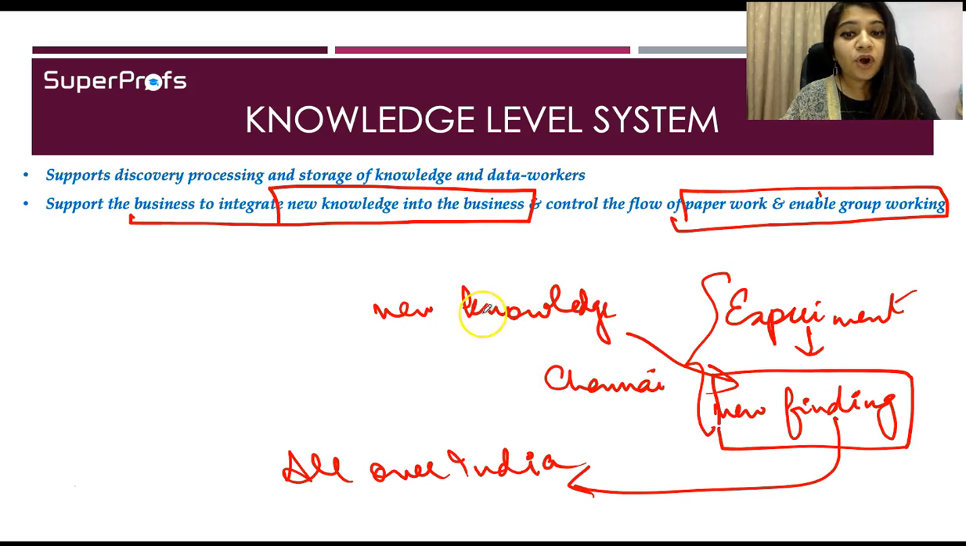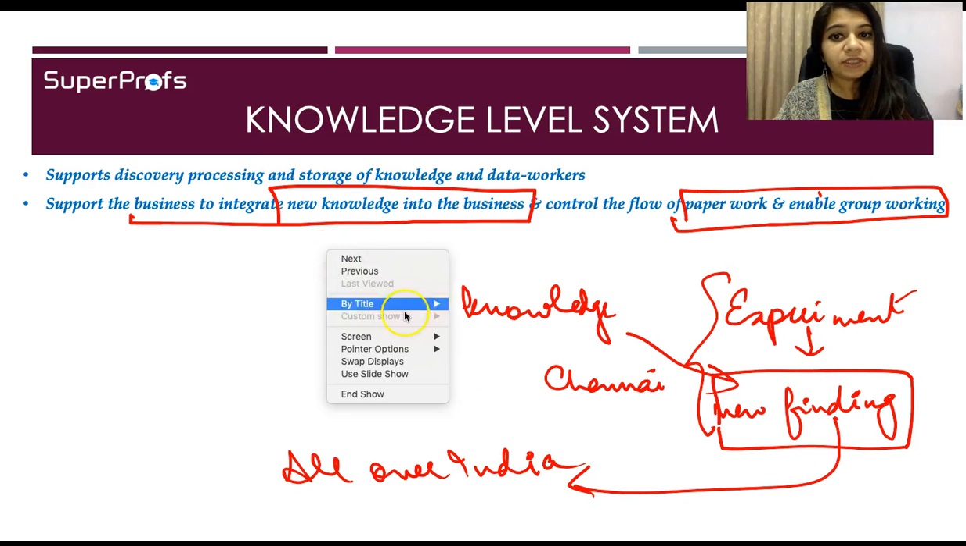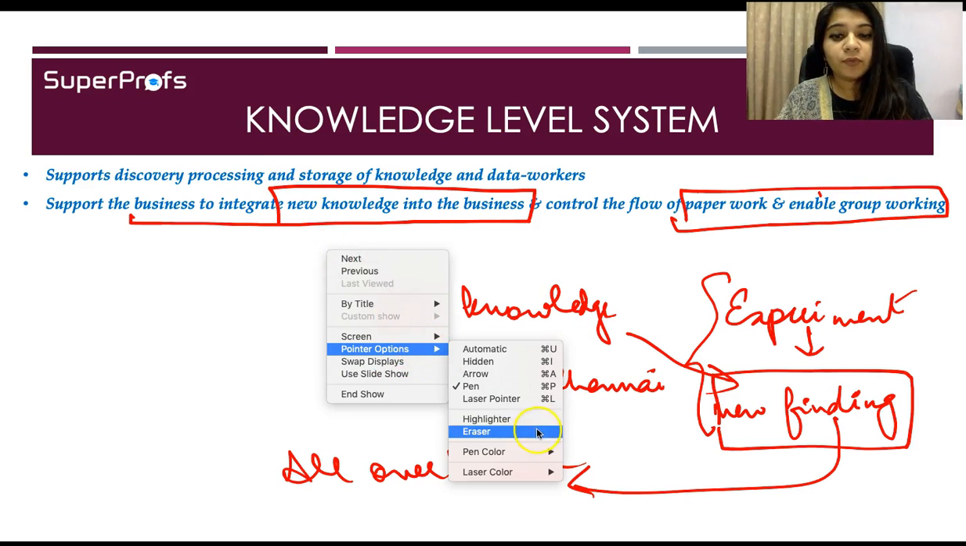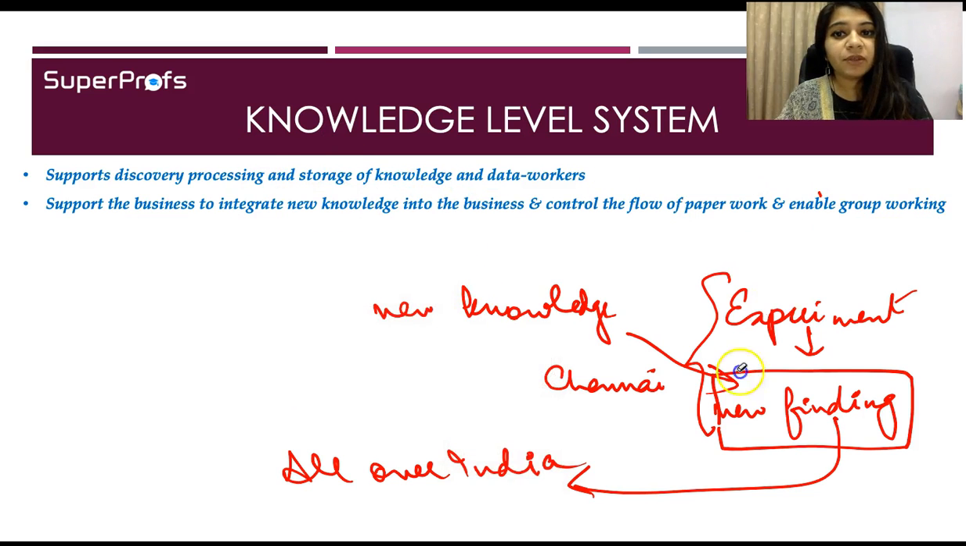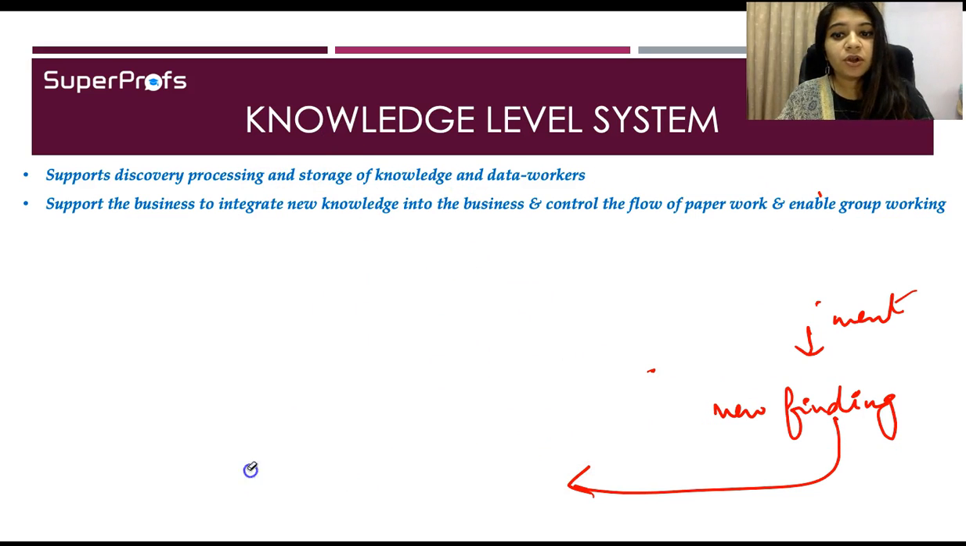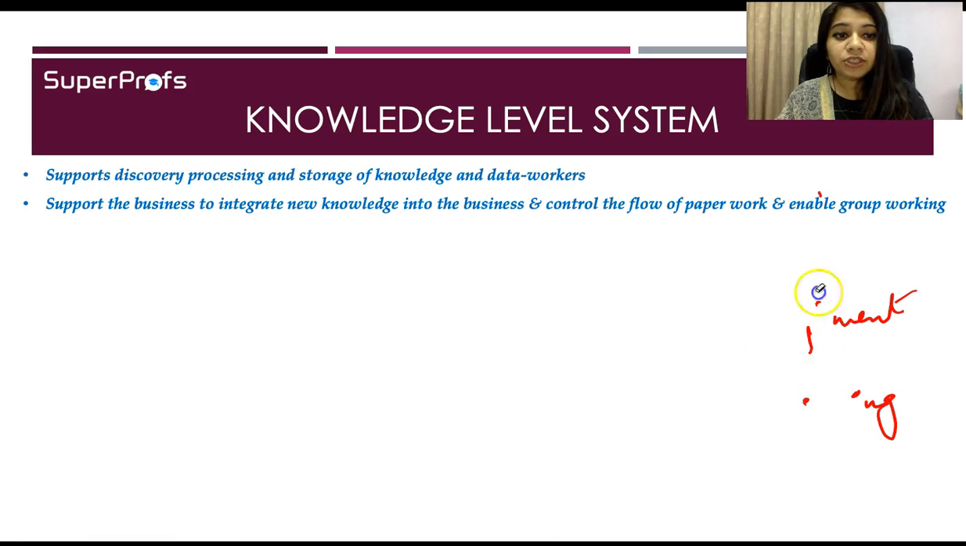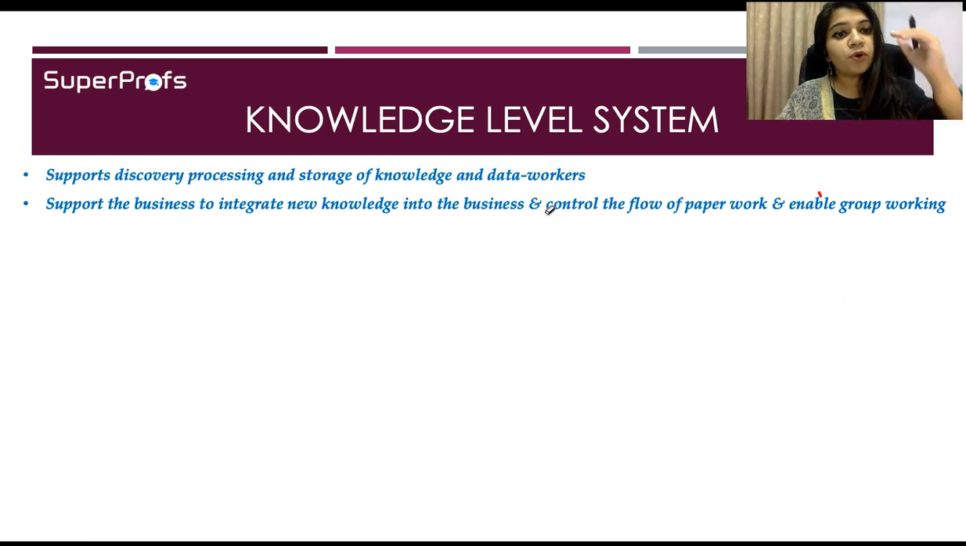Okay. And in order for the organization to include this new knowledge, for the complete organization level, they require a knowledge level system. All right. So a knowledge level system would first of all support discovery, processing, and storage of knowledge. And secondly, it will help the business to integrate new knowledge into the business and control the flow of paperwork and enable group working.